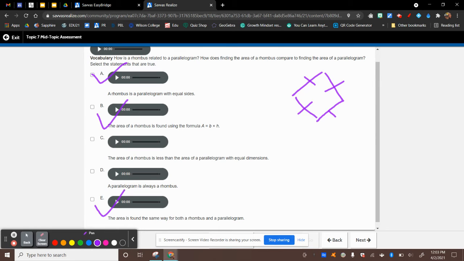A parallelogram is not always a rhombus. There are parallelograms that are not a rhombus. They don't have four equal sides. And the area of a rhombus is less than the area of a parallelogram with equal dimensions. Doesn't make sense because we find the area of a rhombus and a parallelogram the same way. So if their sides are equal to the same, you're going to get the same area.